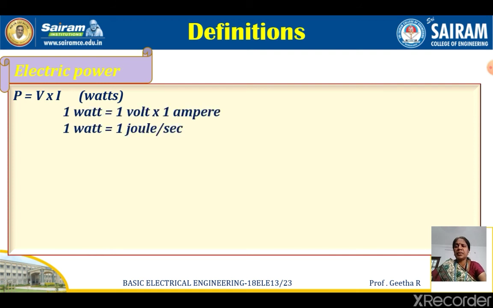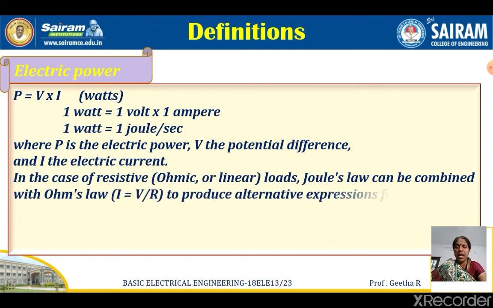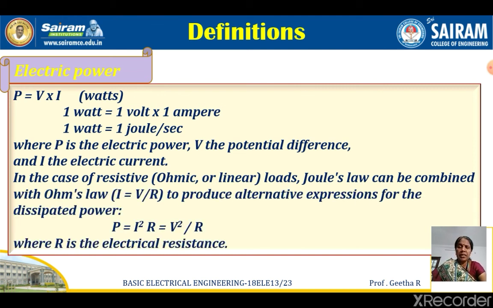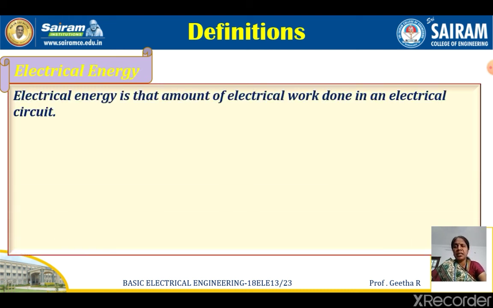Electric power. So P is equal to V into I. 1 watt is equal to 1 volt into 1 ampere. So 1 watt is equal to 1 joule per second. Where P is the electric power, V is the potential difference, and I is the electric current. In case of a resistive load, Joule's law can be combined with Ohm's law to produce alternative expressions for the dissipated power, that is P is equal to I squared R or V squared by R, where R is the electrical resistance.